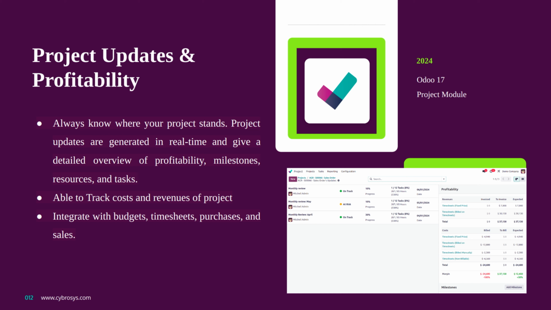Then project updates and profitability. You need to know your project profitability or project update, like where your project stands. The project updates are generated in real time and give a detailed overview of profitability, milestones, resources, and what tasks are involved in the team. And you will be able to identify the cost and revenue of the project, and integrate it with other modules like purchase, sales, timesheet, budgets, etc.